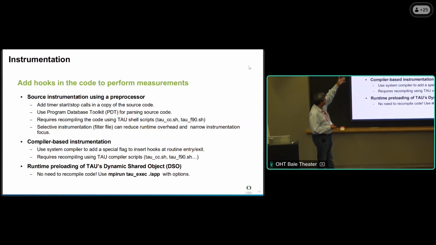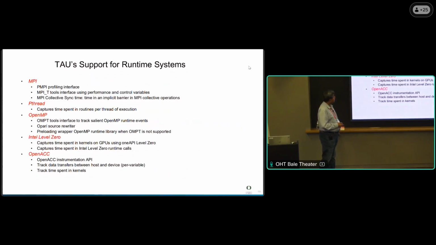You can add hooks in the source code with the compiler, or even runtime preloading, where you just use the tau_exec tool and you don't need to modify anything else. There are many different runtimes that we support, including MPI, where we support the MPI PMPI interface as well as the MPI tools interface, and we can show you the time spent in the collective sync operations.